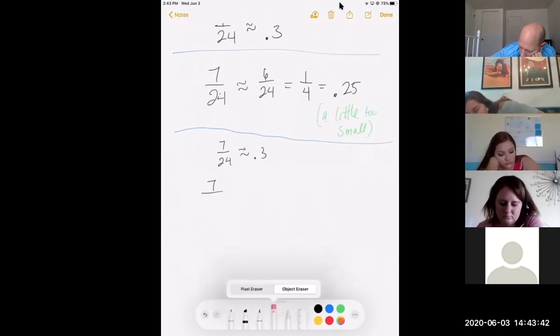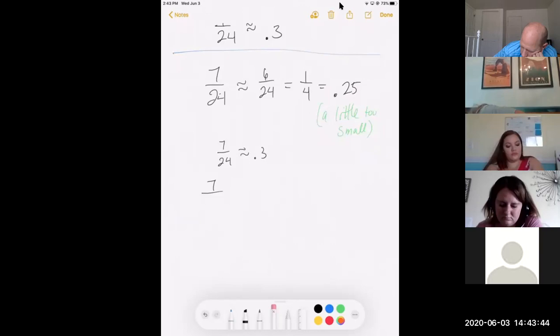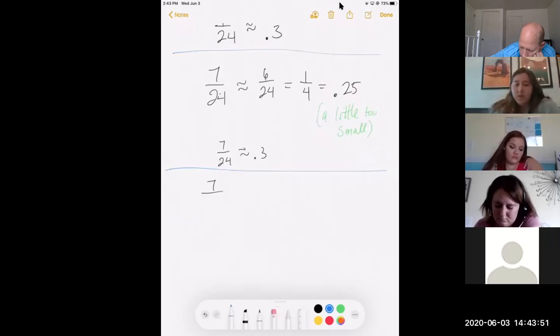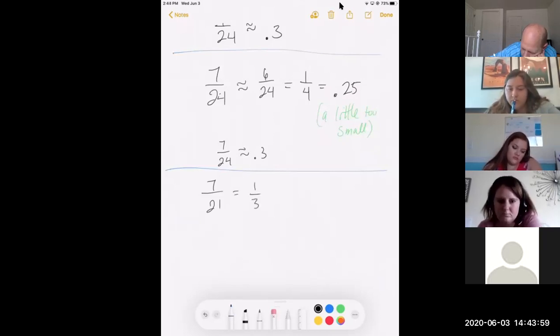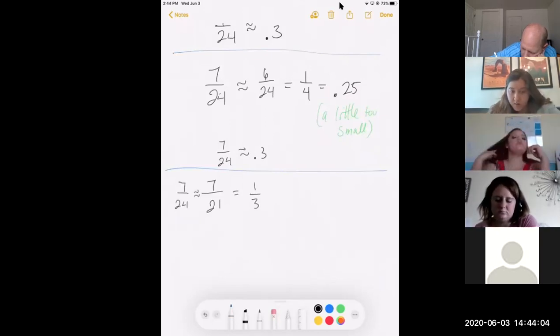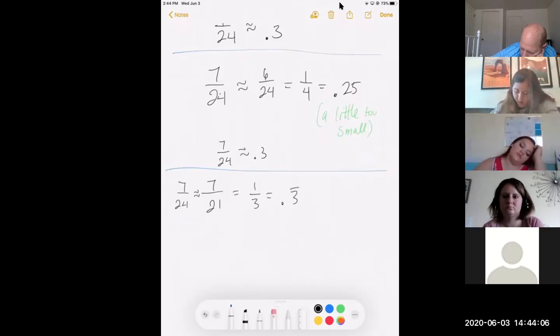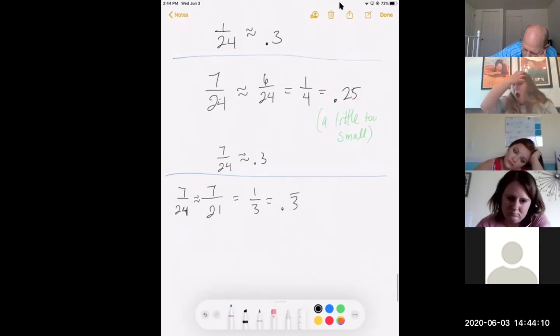This is a new problem. Hold on. Take this one off. You can change it to 21 on the denominator and then get 1/3. Yeah, move the denominator down a little bit. That equals 1/3. 7/24 is about equal to 7/21. That's 0.3 repeating.